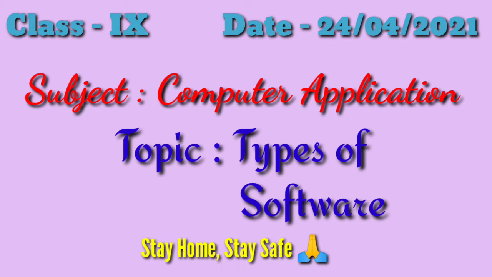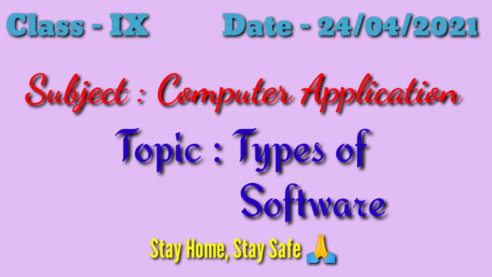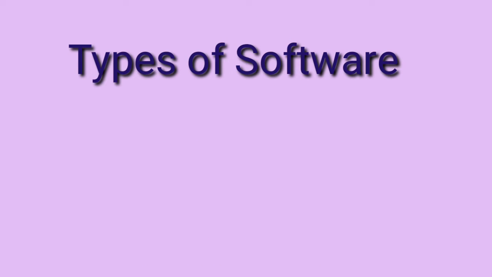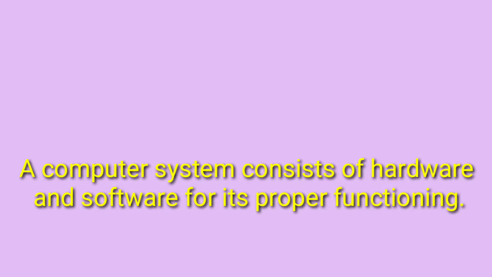So today in this tutorial I am going to begin the new chapter which is types of software. So let us begin our class and understand what software is and what the different categories of software are. Types of software. A computer system actually consists of two components, hardware and software, for its proper functioning. So to work on a computer we need both hardware and software.